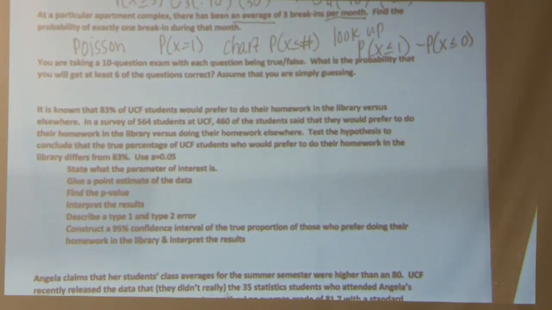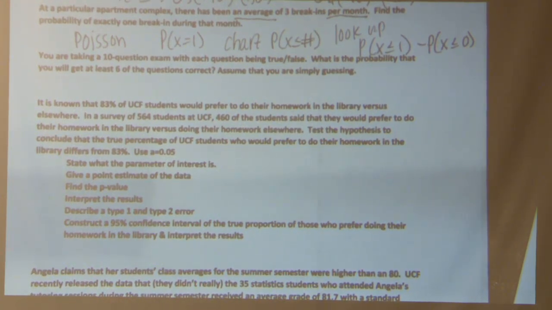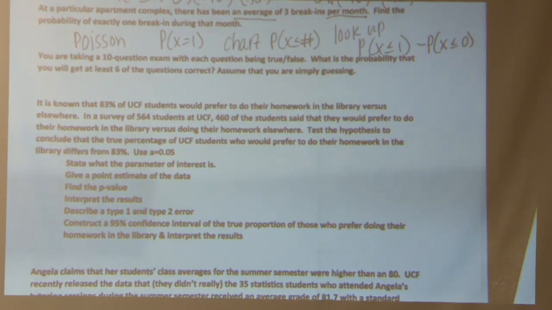Okay, so I'm going to skip down and start with the newer stuff. So it is known that 83% of UCF students would prefer to do their homework in the library versus elsewhere. In a survey of 564 students at UCF, 460 of the students said that they would prefer to do their homework in the library versus doing their homework elsewhere. They want us to test the hypothesis to conclude that the true percentage of UCF students who would prefer to do their homework in the library differs from 0.83.